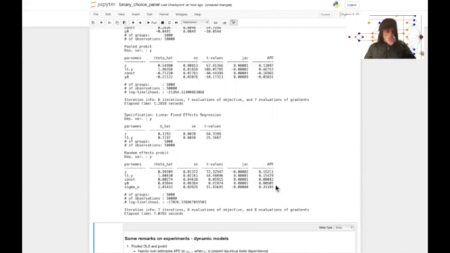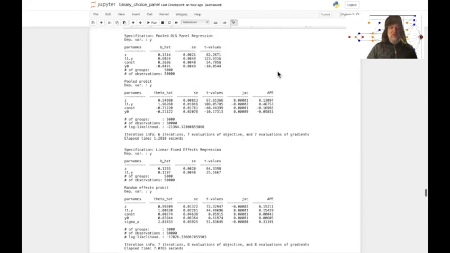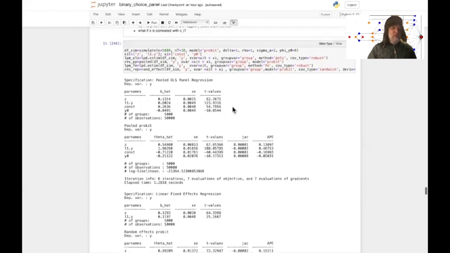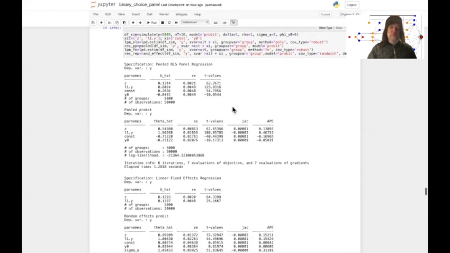Okay, so let's see if we can find 0.15 in the other estimators. Definitely not here, it's too low. Definitely not here, it's way too big. It's like 3 times as big. And even bigger for the linear panel data model. So that's for the pooled OLS regression. So I think the bottom line here is that it's really important to appropriately control for the unobserved heterogeneity.